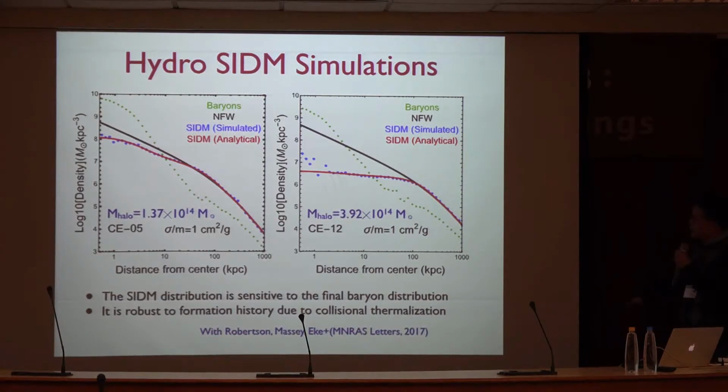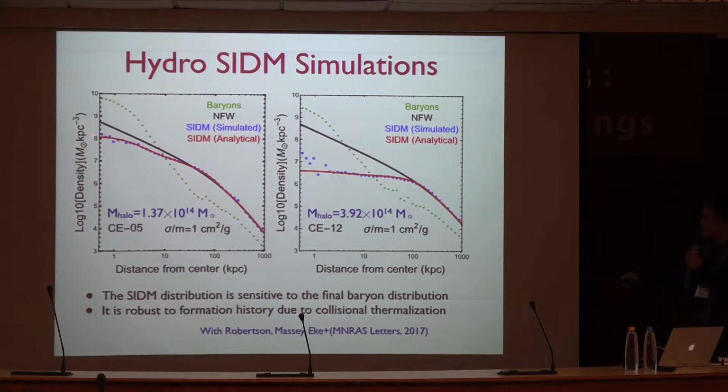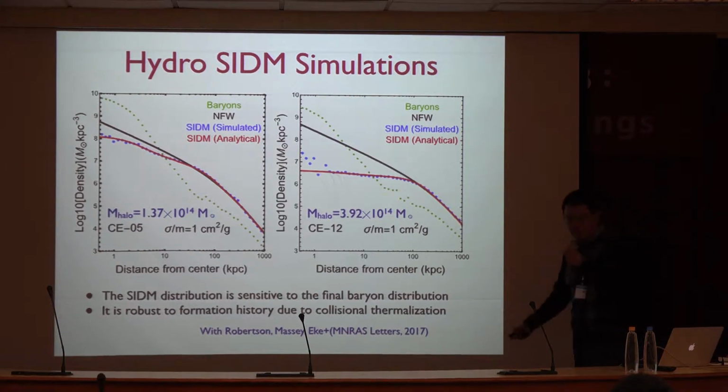So then he sent me some of his results. Then I said, well, okay, I can check the analytical model for you. This is what you get. So the red curve is from analytical model prediction. The blue curve is from hydro simulations. Okay? And this is the baryon contribution to this NFW profile. So the agreement is remarkably good.